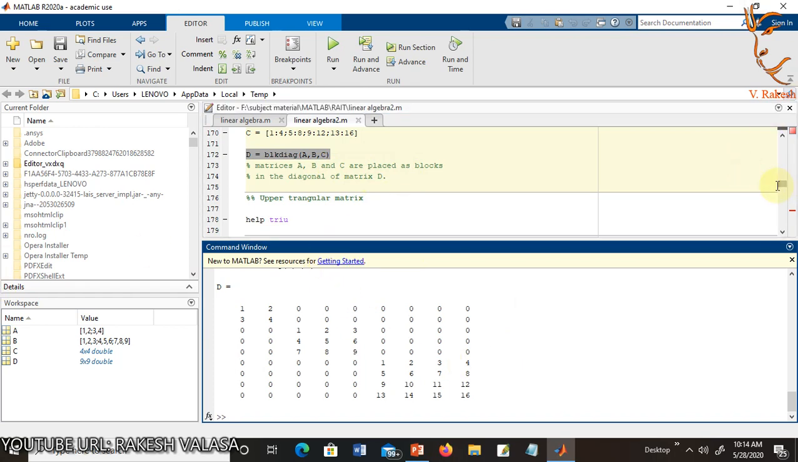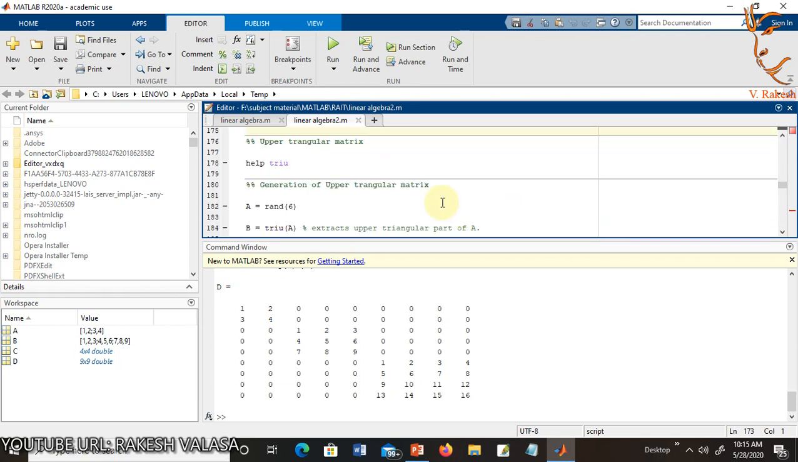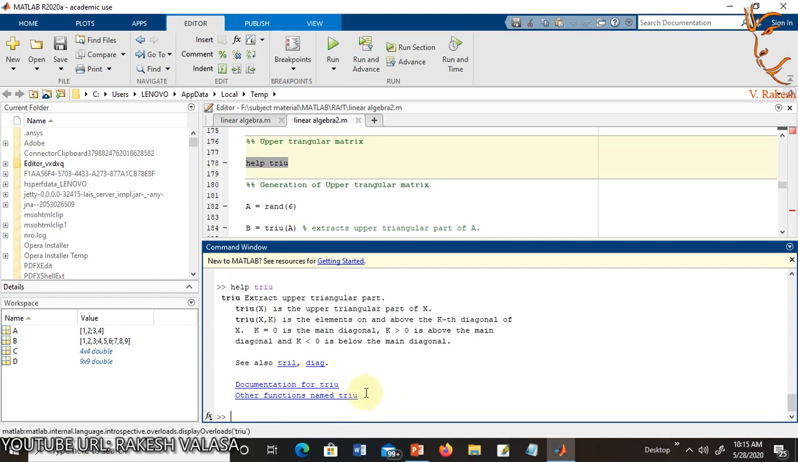Next one is upper triangular matrix. Help triu. This is the clear details about upper triangle matrix. triu extracts upper triangle part. triu of X is the upper triangle part of X. triu of X comma K is the elements on and above the Kth diagonal of X.